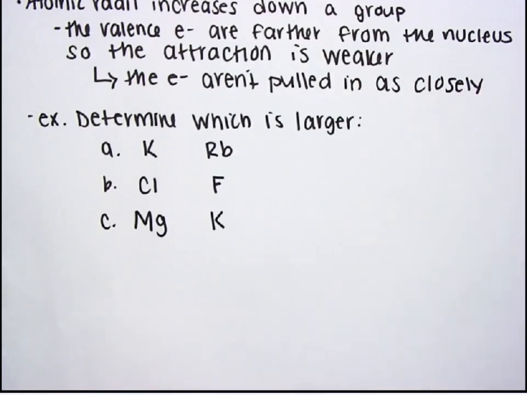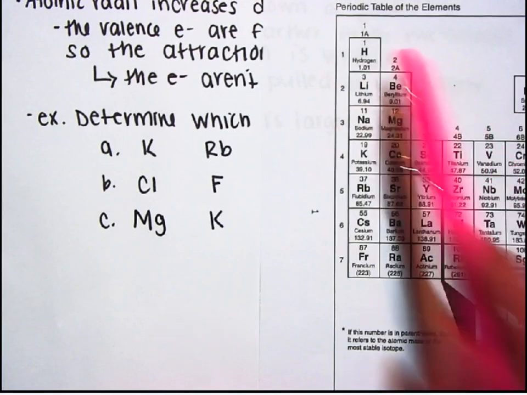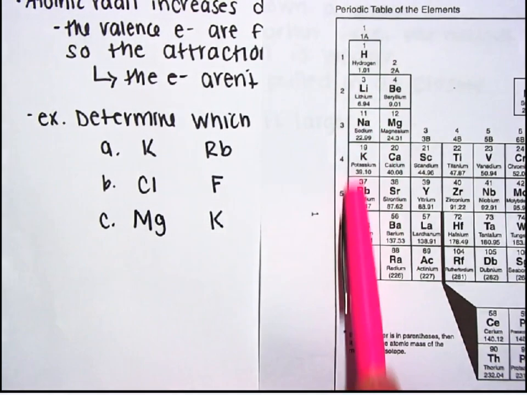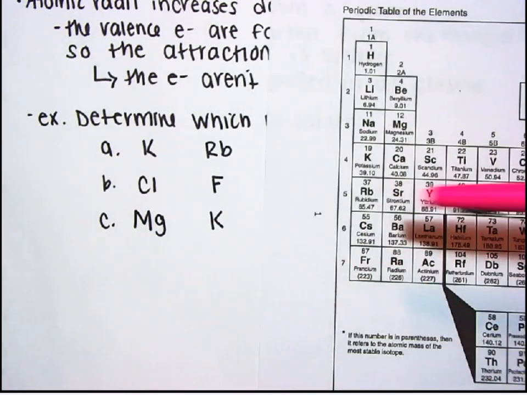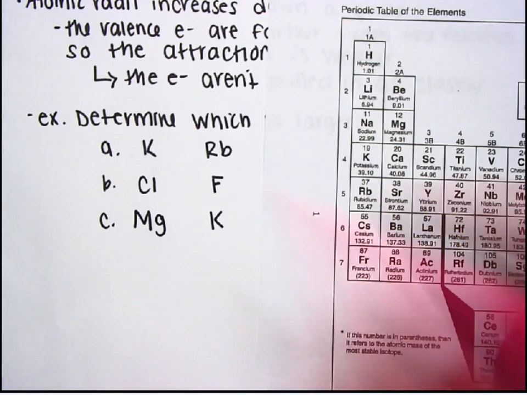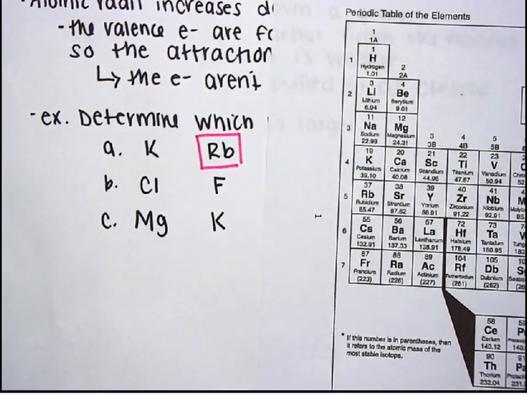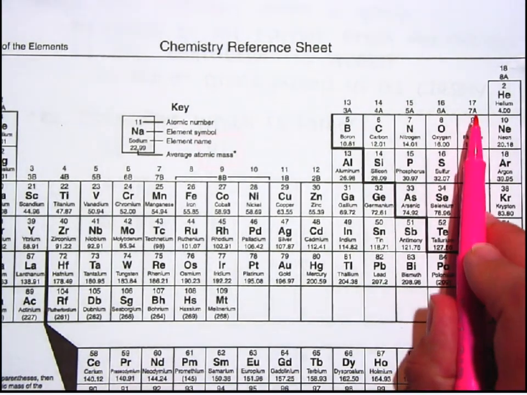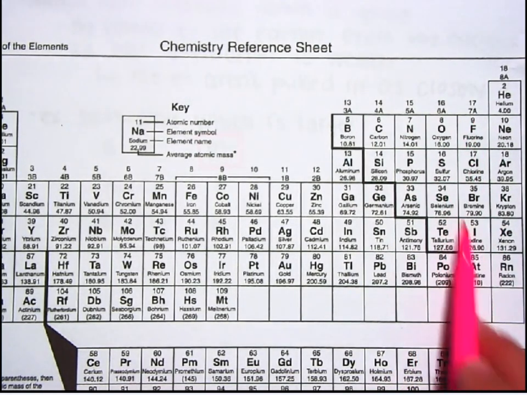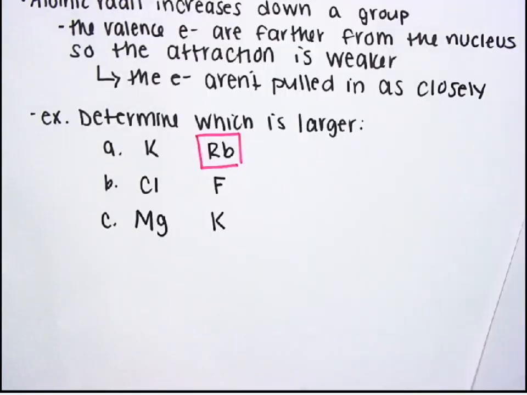Alright, so A, this one should be easy, straightforward. We know that the trend is atomic radii increases as we go down a group. So rubidium is farther down the group than potassium, so rubidium would be larger. Chlorine versus fluorine. Again, atomic radius increases as we go down the group. So chlorine would be larger than fluorine.